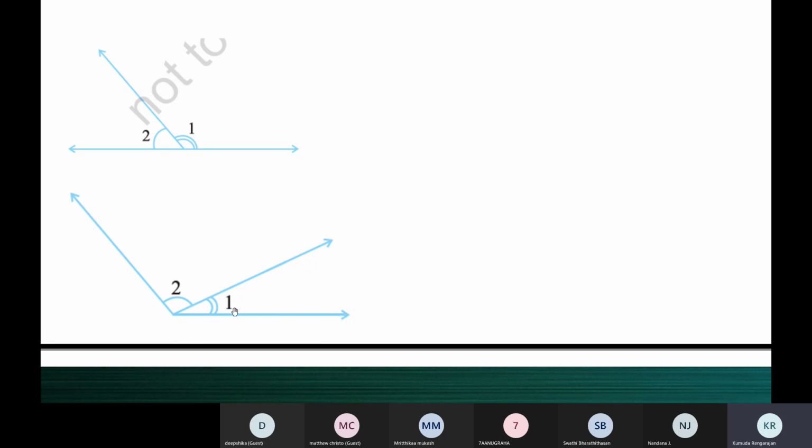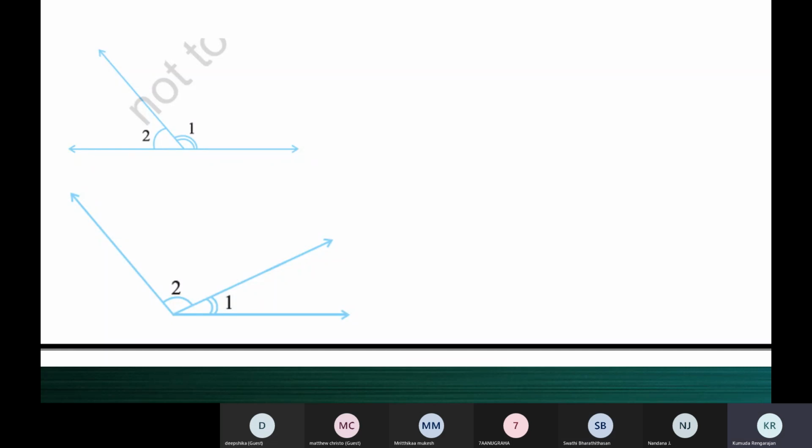So what is your reason? Angle 1 and 2 are adjacent angles, but they do not form a linear pair. Why? Ma'am, because their arms should be opposite rays. In the second figure, their arms are not on opposite sides and they do not form 180 degrees, ma'am. Correct.